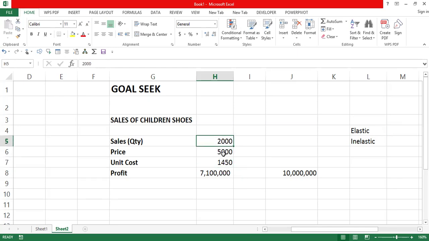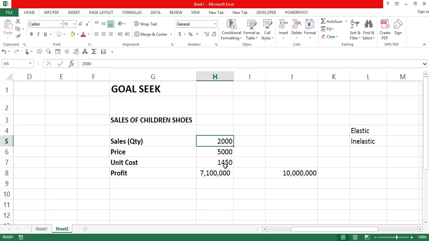Let's just, what we are concerned about is how do we achieve this by changing something? It's either you change sales or you change price. So I think to change quantity is better. Yes, to change quantity is safer if you can achieve it.